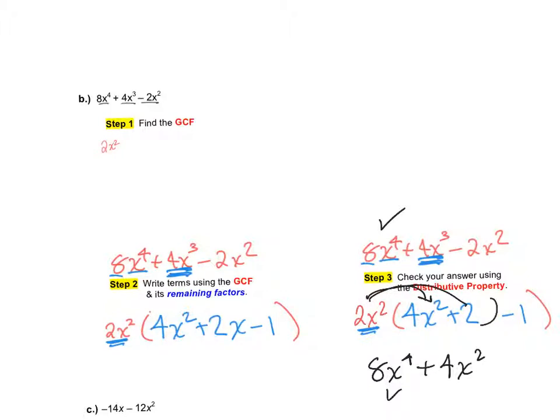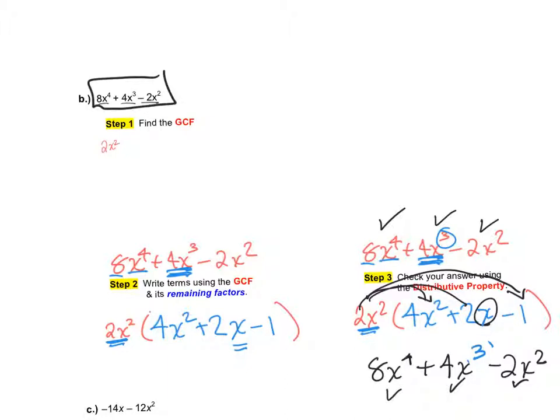So I noticed that I forgot to write that extra x, because it wasn't the same. So now it's going to be 4x to the third, and I had it correct here, I just forgot to write it. And then 2x squared times negative 1 is negative 2x squared. So I see that I got the same exact trinomial that I started with. So this is the factored form.